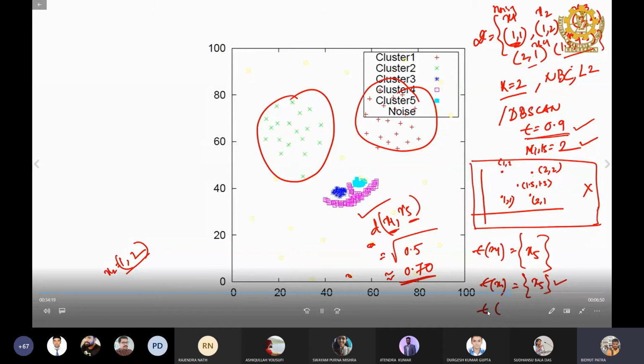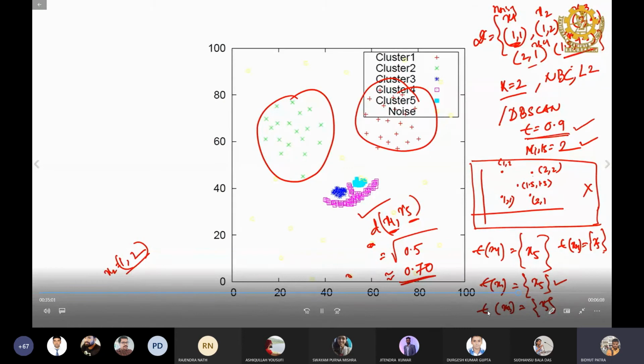Then you go to the point x3. What will happen to x3? It is the same. x5 will be the only point within the epsilon, so this will be a noisy point. Then you go to the point x4. x4 is 2, 1. So it will have the same fate. Only the distance with x5 will be 0.7, which is lesser than epsilon. So all points except x5 have only 1 point within the neighbors. Therefore these points will be temporarily noisy points.